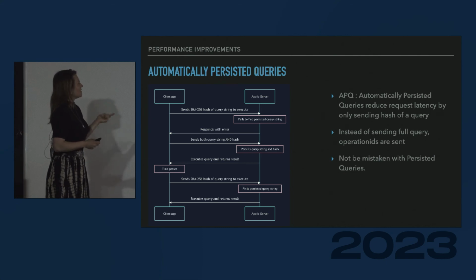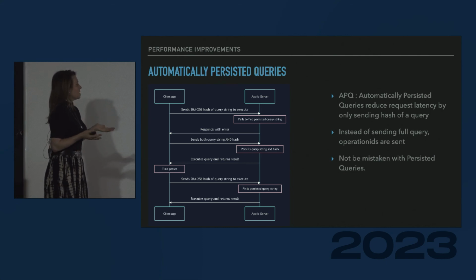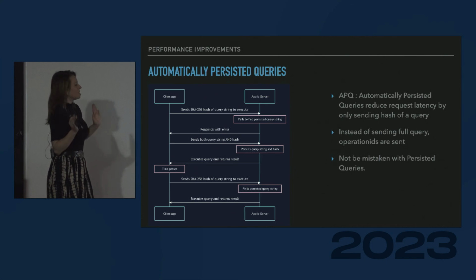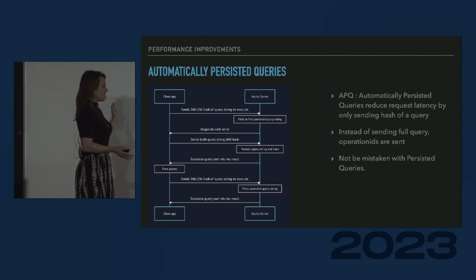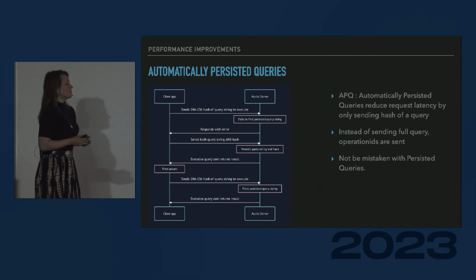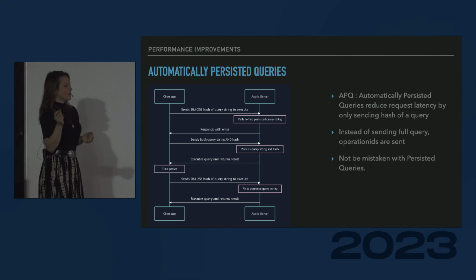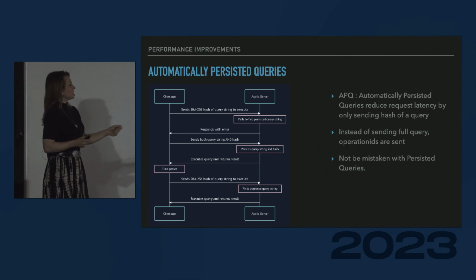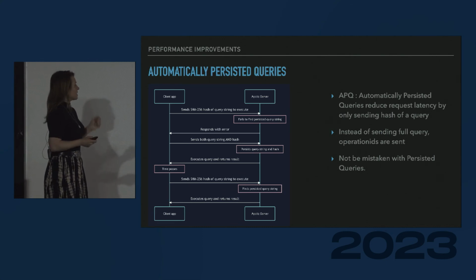And if the server doesn't know it yet, it's just going to send you an error back, and then the client will send it back over with the full query string and the hash. And from then on, the server knows. So whenever another client sends over the hash, the server will just answer. That can reduce a lot of the latency.